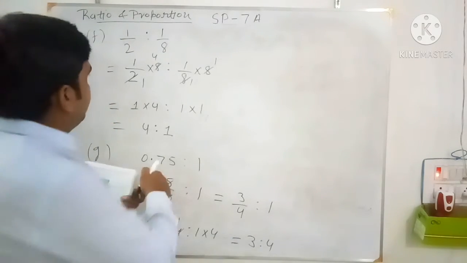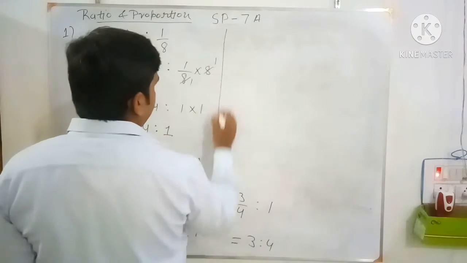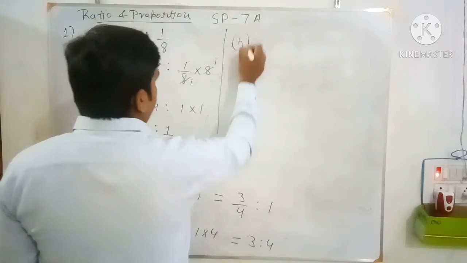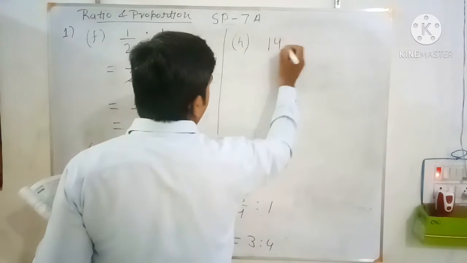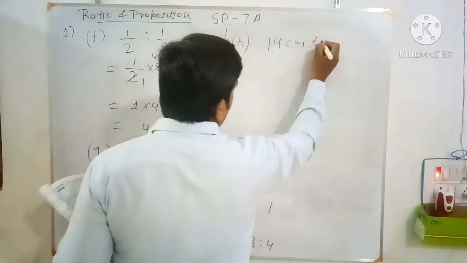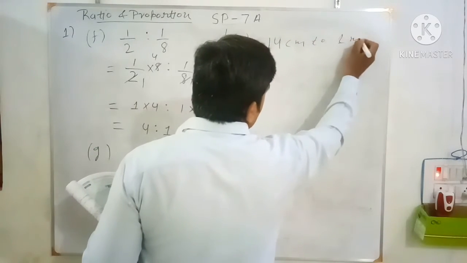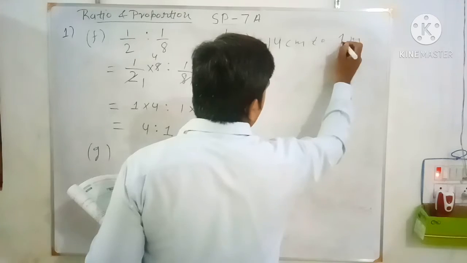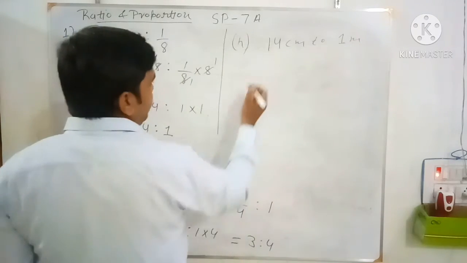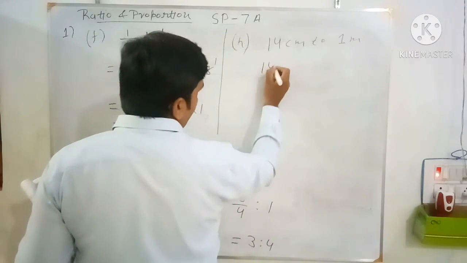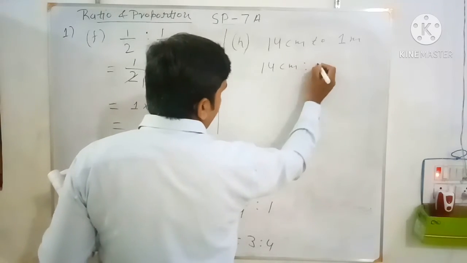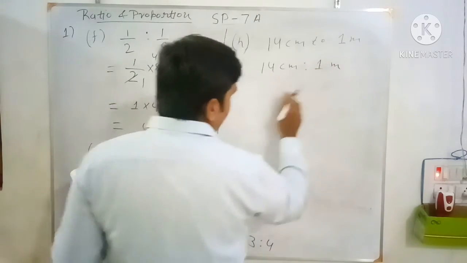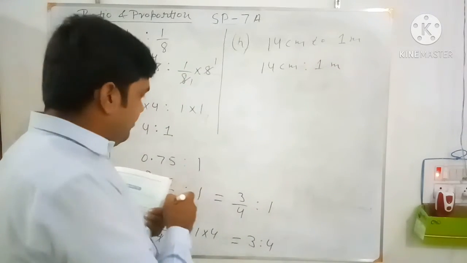Now see question H. How do we do question H? In this question H you can see 14 centimeter to 1 meter. Here the units are different. If you try to find the ratio between these, these are different quantities. So how do you find the ratio? First of all, you make the units the same.